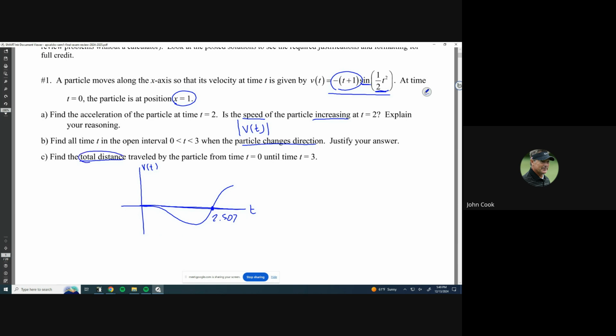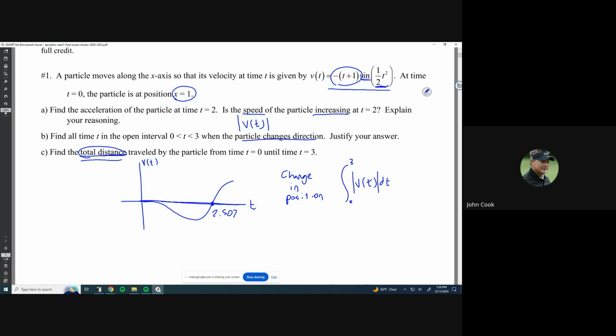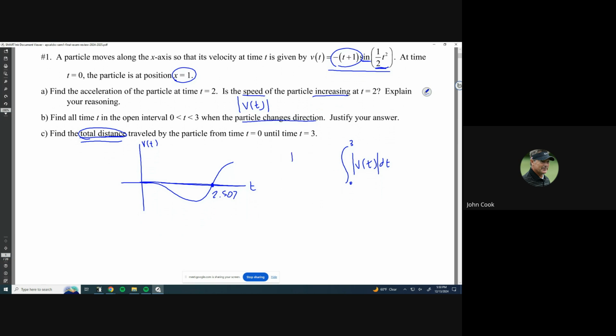Now, when asking you to find total distance, if it's a pretty simple integral, usually if you wanted to find the change in position, you'd take the integral of the velocity function over some period of time, dt, like from 0 to 3. But if it says find the total distance, what changes is that you have to take the absolute value of the velocity function. This makes it the total distance traveled.